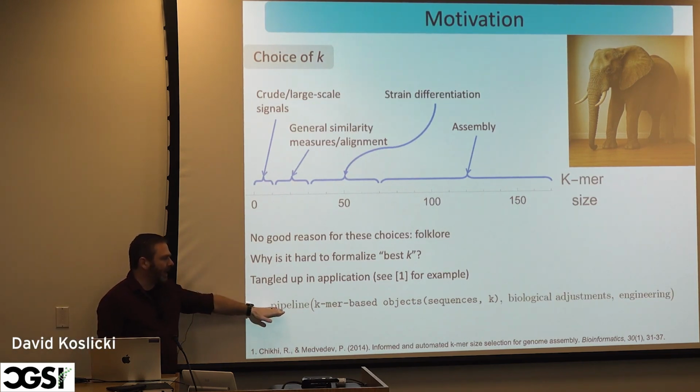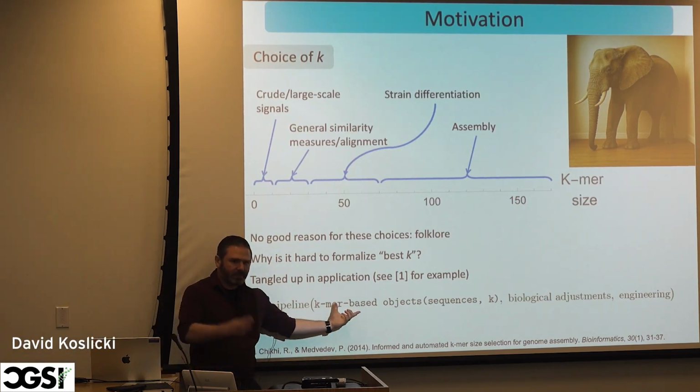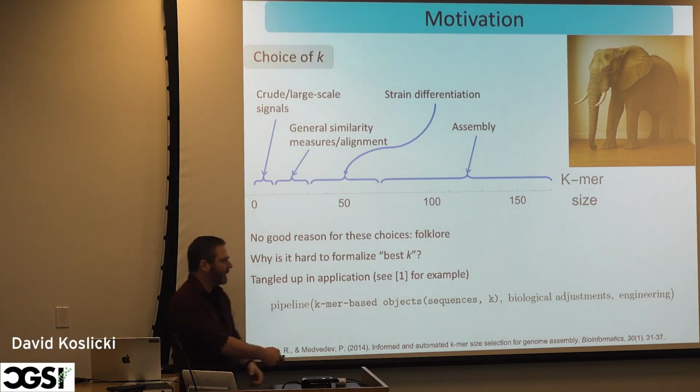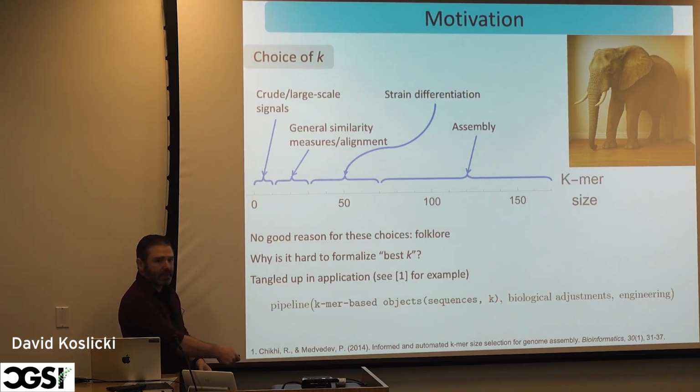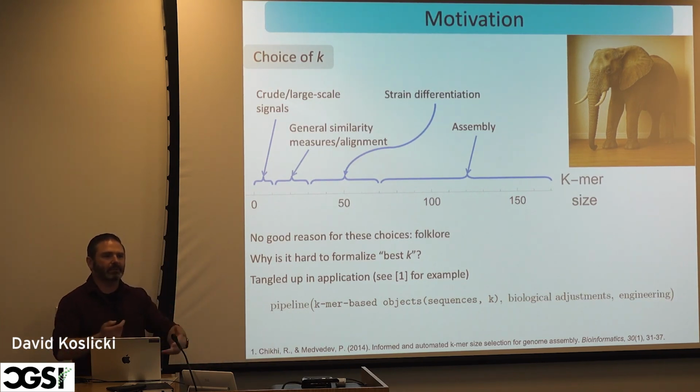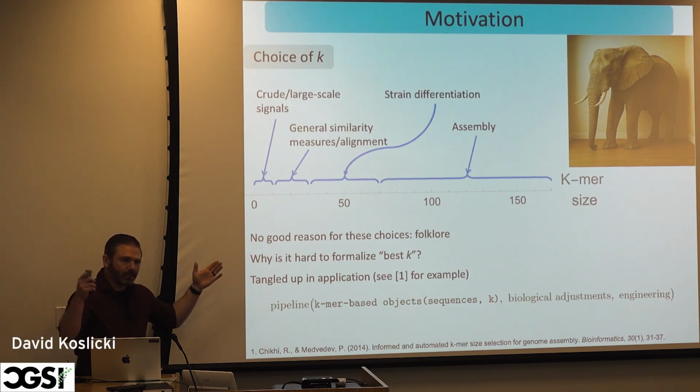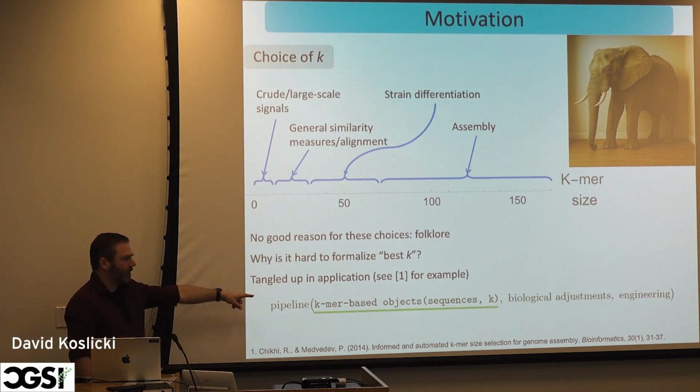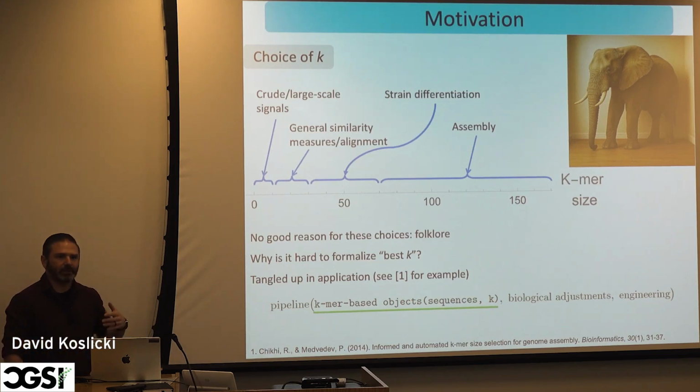So your bioinformatics pipeline deals with some sort of k-mer-based object that is dependent on the k-mer size and the sequences. And then you have a whole bunch of biological adjustments and engineering thrown in. So it's really hard to talk about optimal k for an entire computational biology pipeline. So instead, what we're going to do today is zoom in and focus just on these k-mer-based objects. How do these things change as a function of k size?